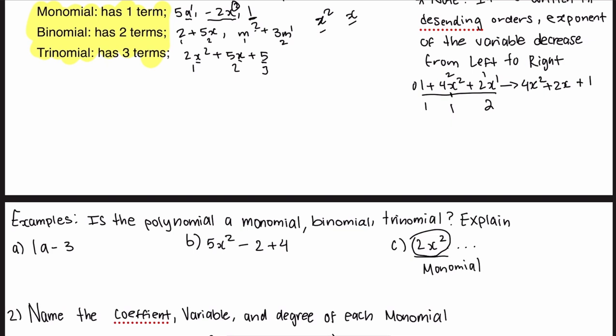Next, binomial. So this means it has 2 terms. So the x's have different degrees. So this is a, but a is also just another way of saying x. So you can have x, b, c, any variable that you want. So this is just going to be a binomial because this has a degree 1 and this has a degree 0. These two are completely different degrees, so they are 2 different terms.